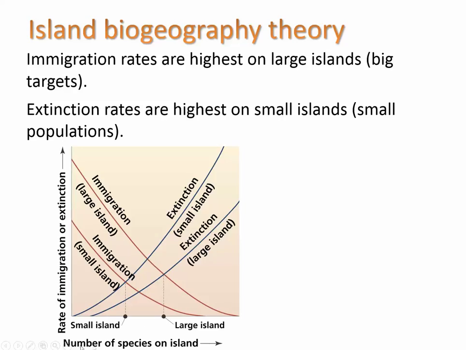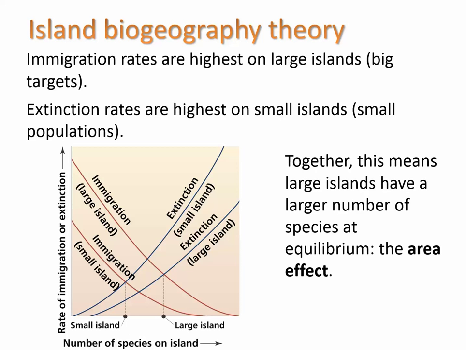So this graph is telling us the equilibrium, the steady number of species on the island, depending on its size. Okay, next slide. Together this means large islands have a large number of species at equilibrium, the area effect. So these larger islands have more species.